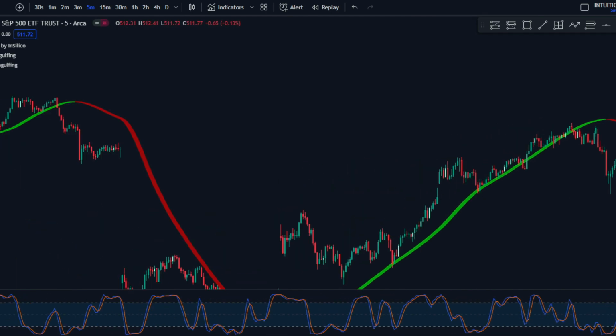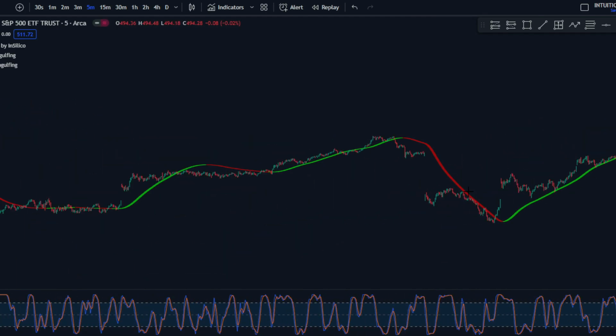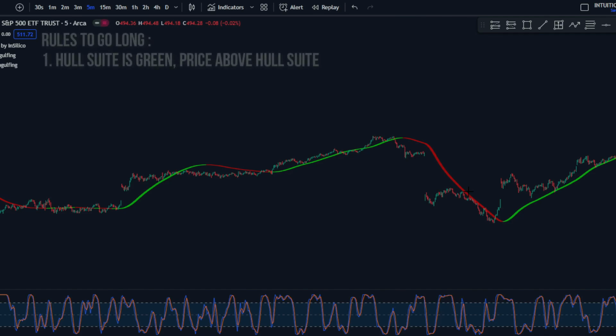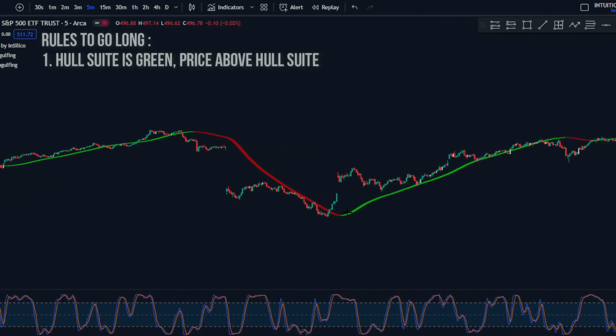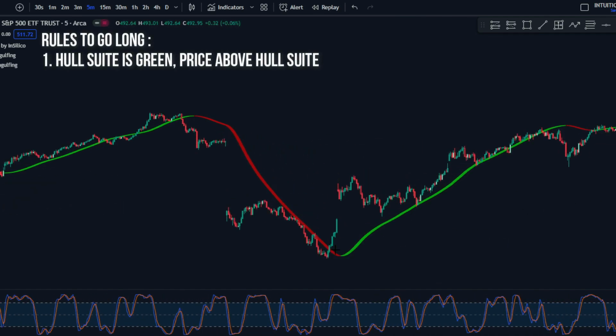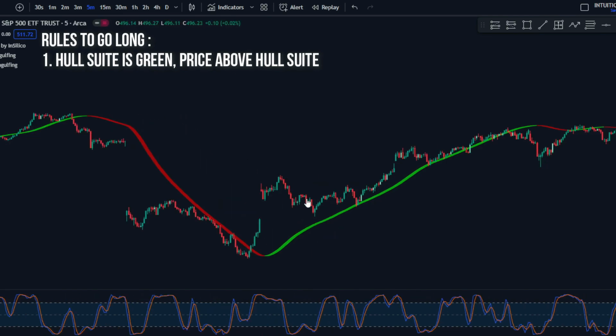Okay, so I'm going to explain the strategy and the rules behind the strategy now. The house sweep is meant to help us identify the trend that we are taking, and in trading we always want to follow the trend. So we want to wait for price to be above the house sweep, this green line over here, and make sure that the house sweep is green in color to take long trades, and vice versa. To take short trades, you want to wait for price to be below the red color house sweep and the house sweep to be red in color.